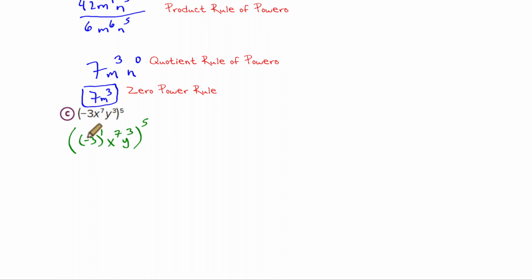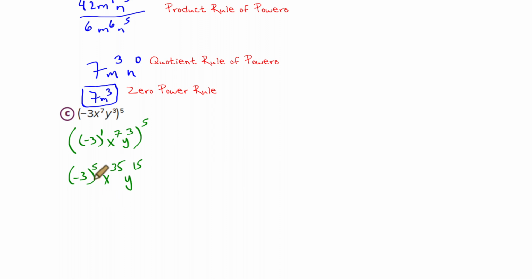So now what? Let's use our powers to powers rule. Okay, I can multiply that up. So this is the same as we have -3, and then we do 1 times 5. That's 5. And then we have x to the 7 times 5. So that'd be x to the 35. And then y to the 15 using the same rule.